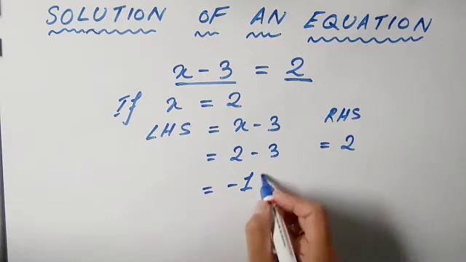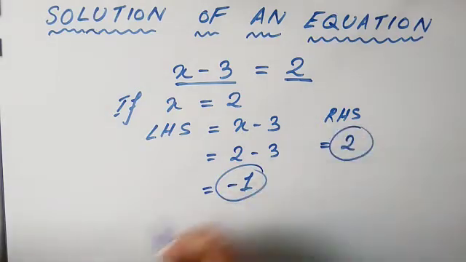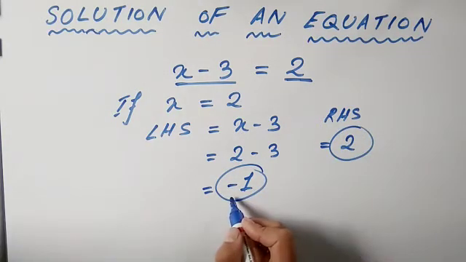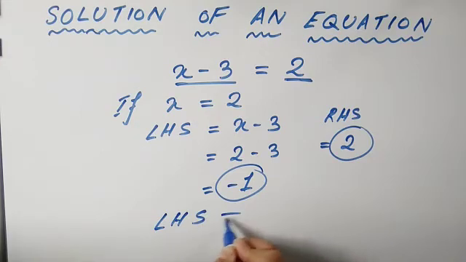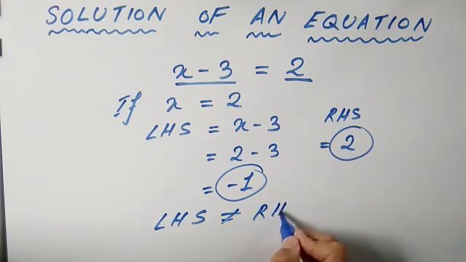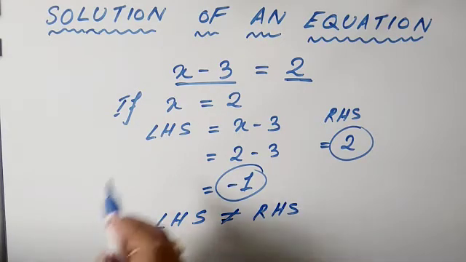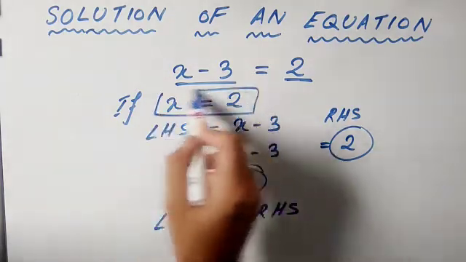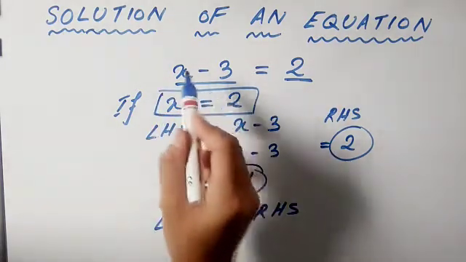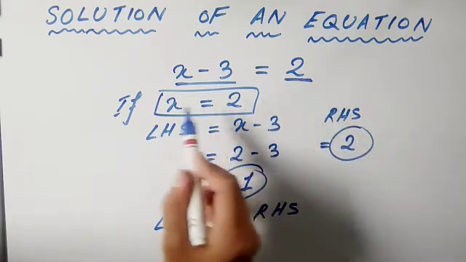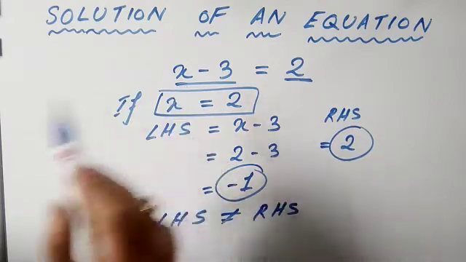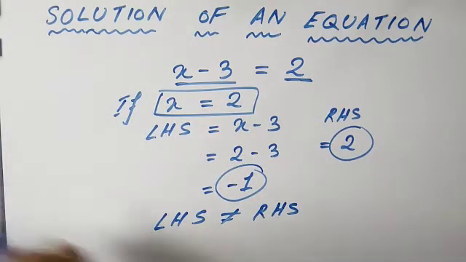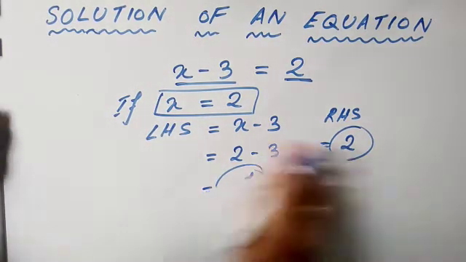So, is the value on the left hand side equal to the value on the right hand side? The value on the left hand side is minus 1. The value on the right hand side is 2. So, left hand side is not equal to right hand side. That means that when you take the value of x equals 2, it does not satisfy the given equation. So, x equals 2 is not the solution of the equation.